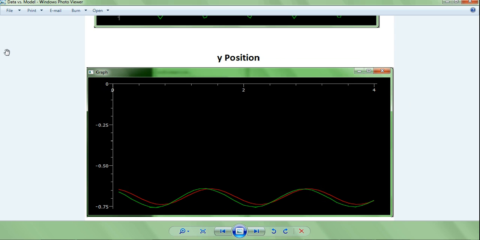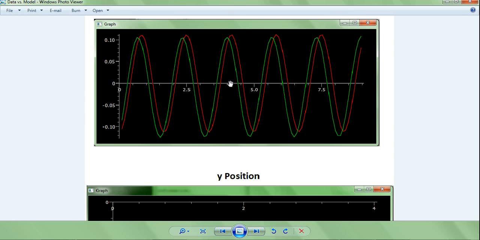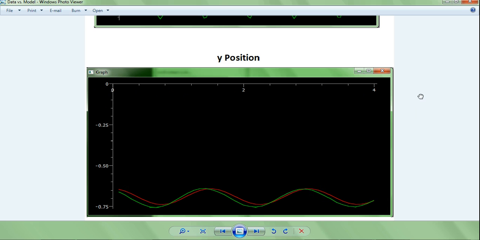don't match up perfectly. So then I used the data from both Tracker and VPython to find the period of oscillation of each graph. So for the x graphs, for the experiment, I found the period of oscillation to be about 1.65 seconds, and for the model, about 1.67 seconds. For the y position, for the experiment, I found the oscillation to be about 1.52 seconds, and for the model about 1.50 seconds. And again, these differences in period of oscillation are probably due to the sensitive nature of the system and different starting conditions.